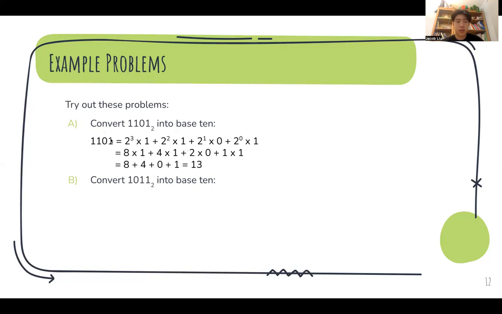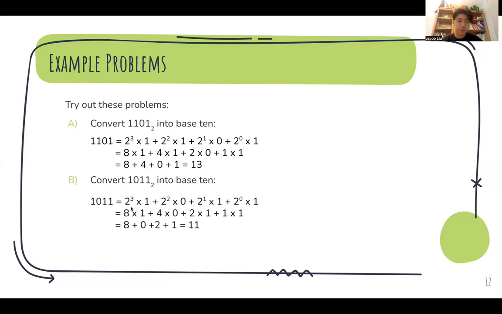All right, so now we multiply it together. 2 to the power of 3 is 2 times 2 times 2, which is 8. 2 to the power of 2 is 4. 2 to the power of 1 is 2, and 2 to the power of 0 is 1. So this is just 8 times 1 plus 4 times 1 plus 2 times 0 plus 1 times 1, which is equal to 8 plus 4 plus 0 plus 1, which is equal to 13. All right, now on to B.